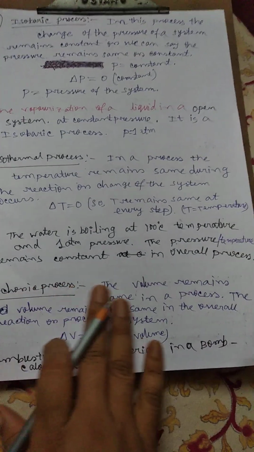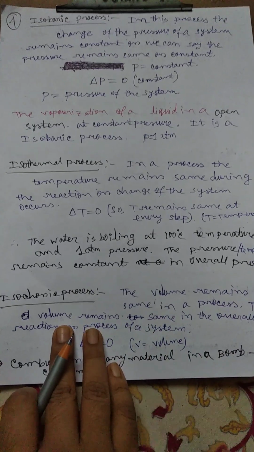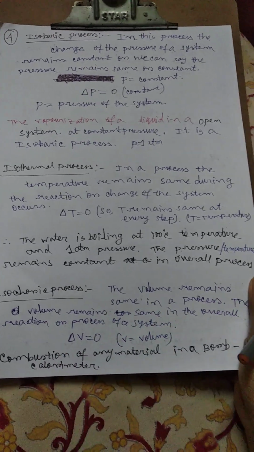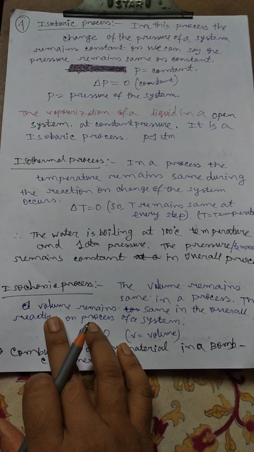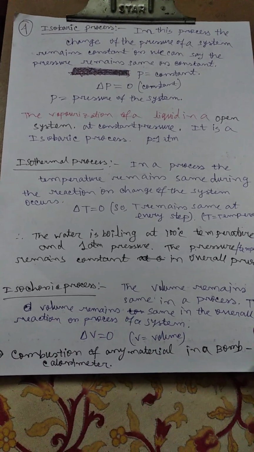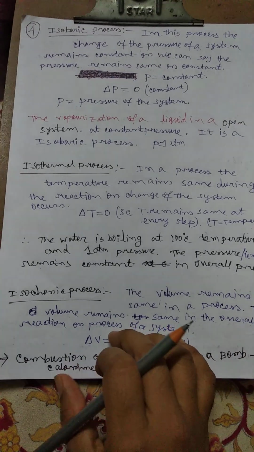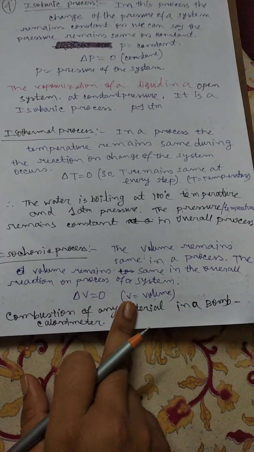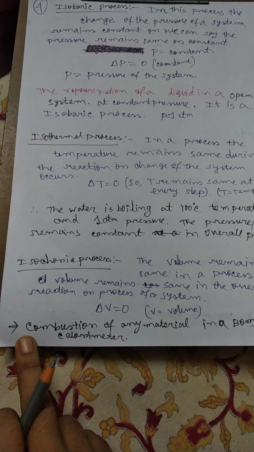Isochoric process. The volume remains the same in a process. It is called the isochoric process. The volume remains the same in the overall reaction. So then the process is called an isochoric process. Here delta V equals 0. V here is denoted as the volume.